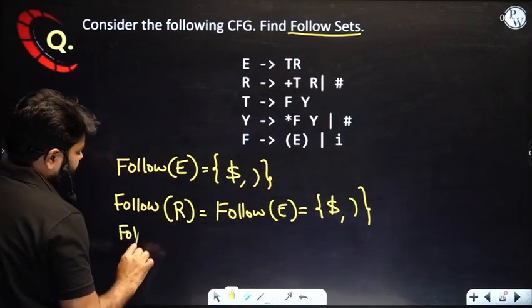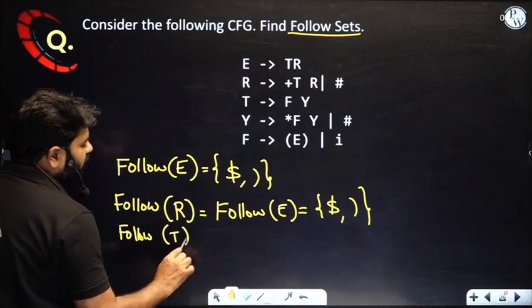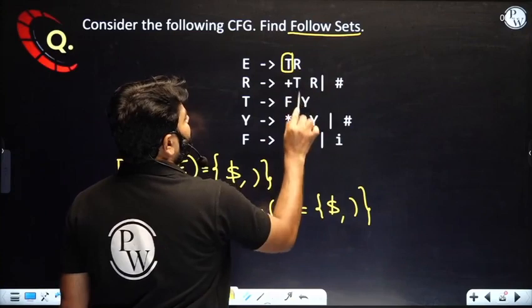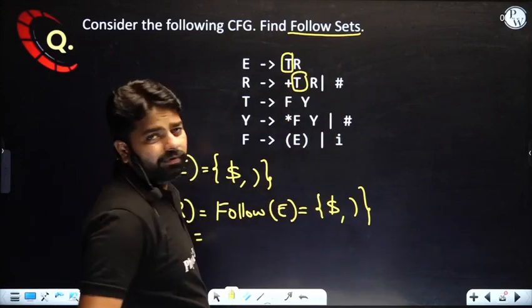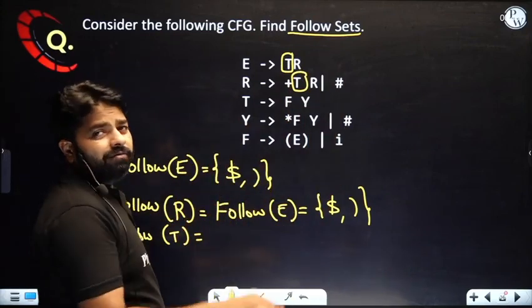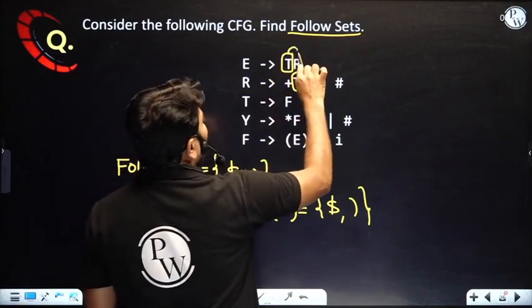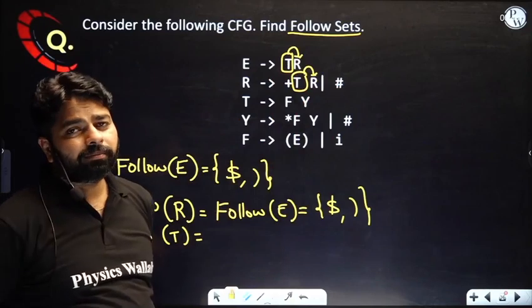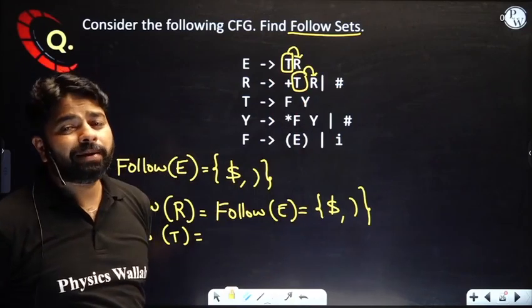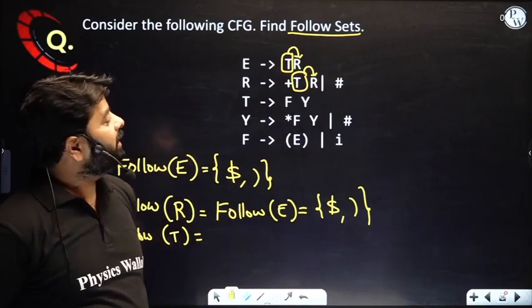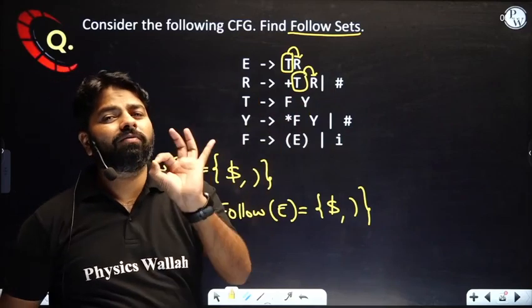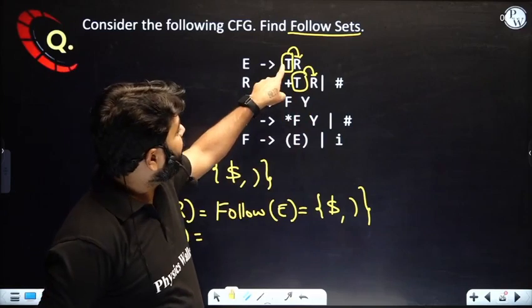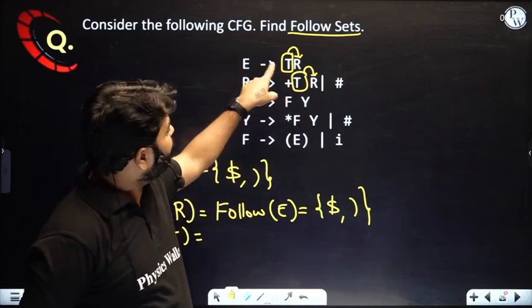Follow of T. What is follow of T? You look at the T's on the right side. This is the first T and this is the second T. That's all we have. Carefully look: after T, R is there, and here after T, R is there. But don't assume both are the same. For this grammar, both are the same. The reason is that here R always derives a terminal. In case R derives epsilon, that means after T nobody is there, and follow of T is follow of E.